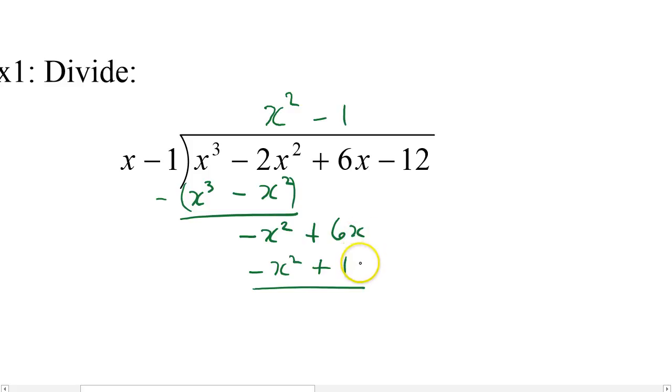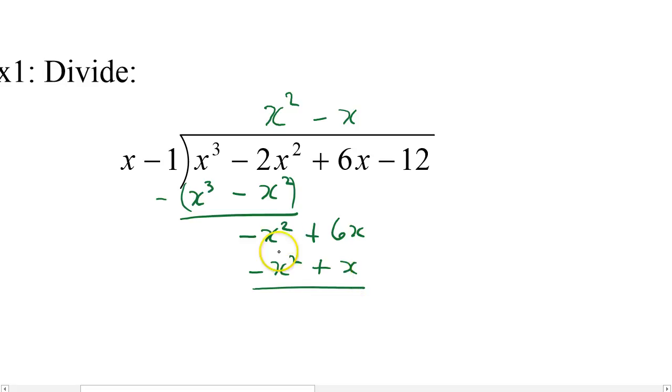Oh, did I do this right? Oops, I did make a mistake. This should be not negative 1, but negative x. So negative x times x is negative x squared. Negative x times negative 1 is positive 1x, positive x. Okay, now I'm ready to start subtracting.